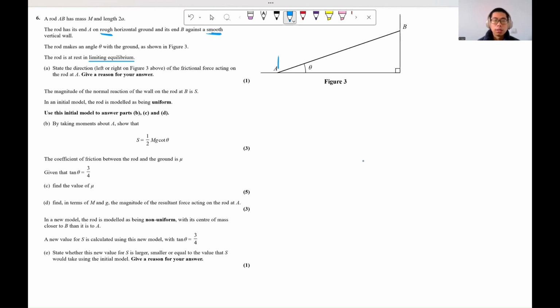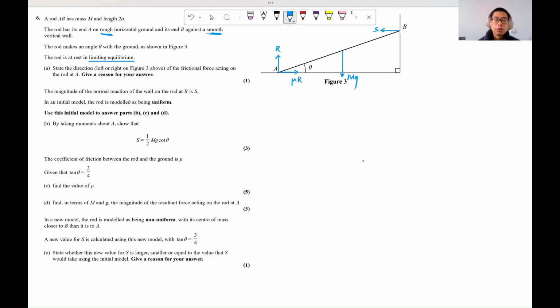So let's just label all the forces first. We have the normal reaction at A, let's call it R. And since it's limiting equilibrium, the friction has to be mu times R. The normal reaction is always perpendicular to the wall, so this should be to the left-hand side, S. And the weight is equal to mg.